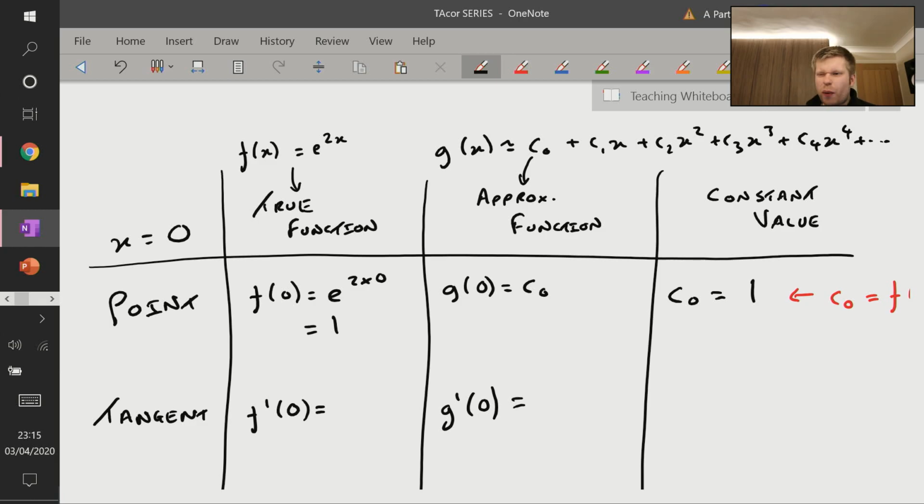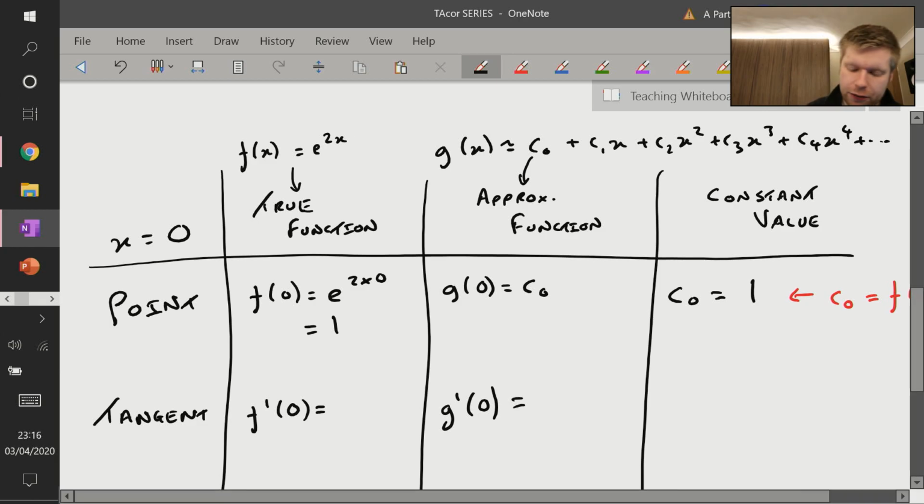So let's ask ourselves the question, what is the derivative of e to the power of 2x? What if I differentiate that? Well, isn't that 2e to the power of 2x? Yeah, just the chain rule, so it's 2e to the power of 2x. And of course, I'm sticking in x equals 0. So if I stick in x equals 0, I get 2 times e to the power of 0, which is just 2 times 1. So therefore, that should just be equal to 2.